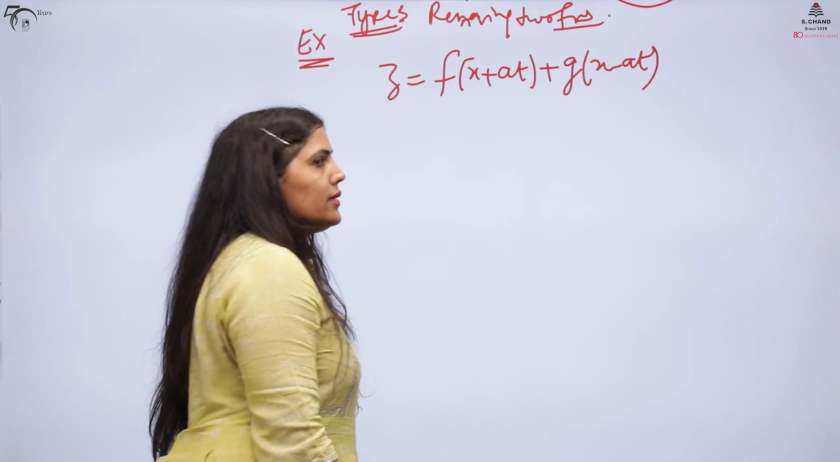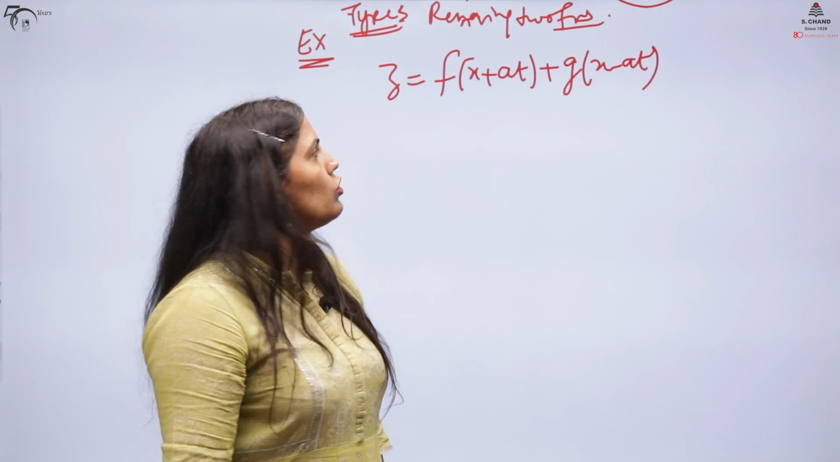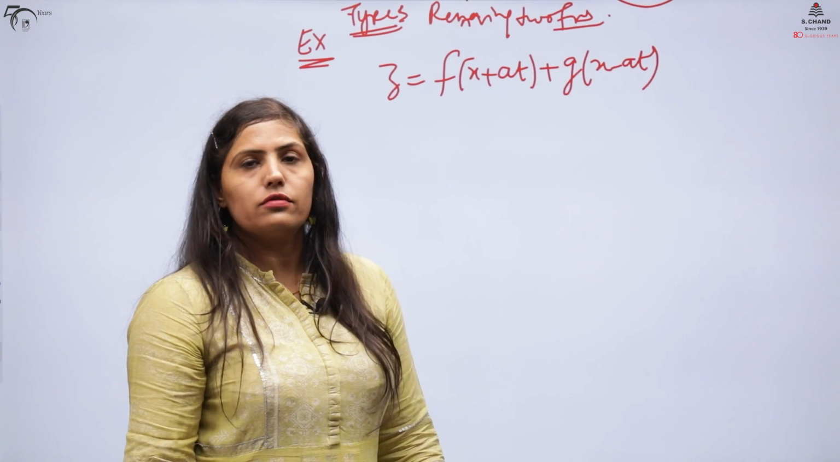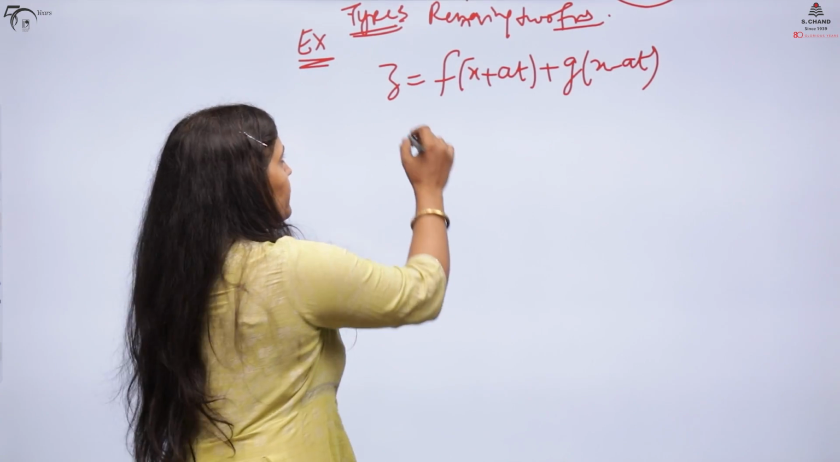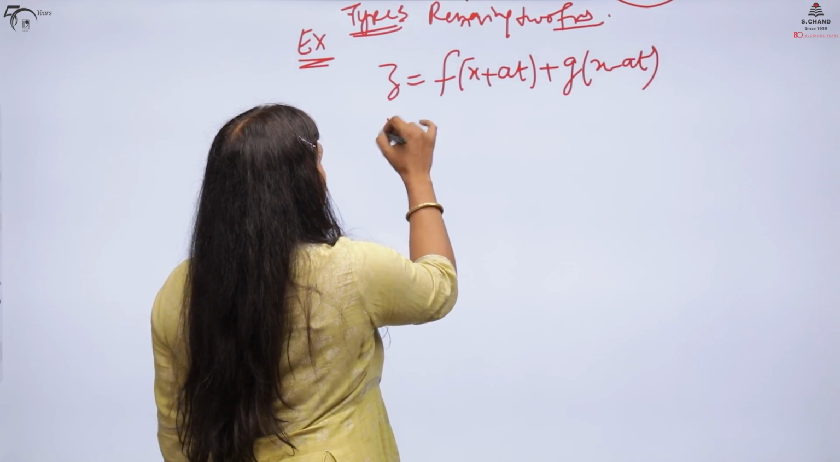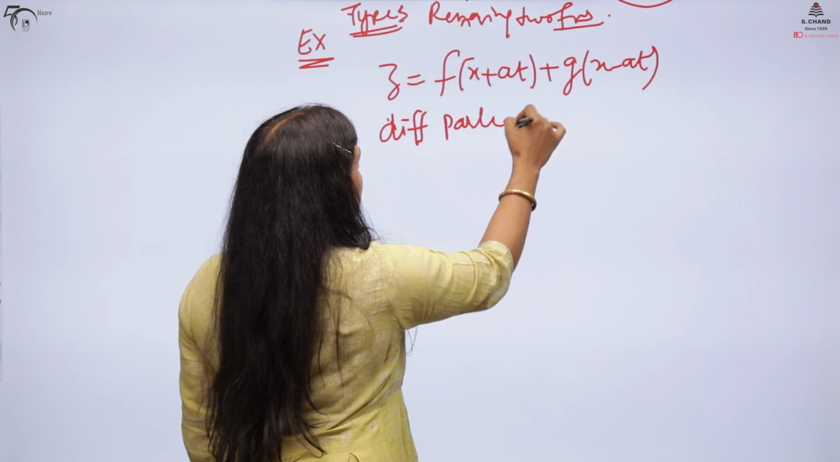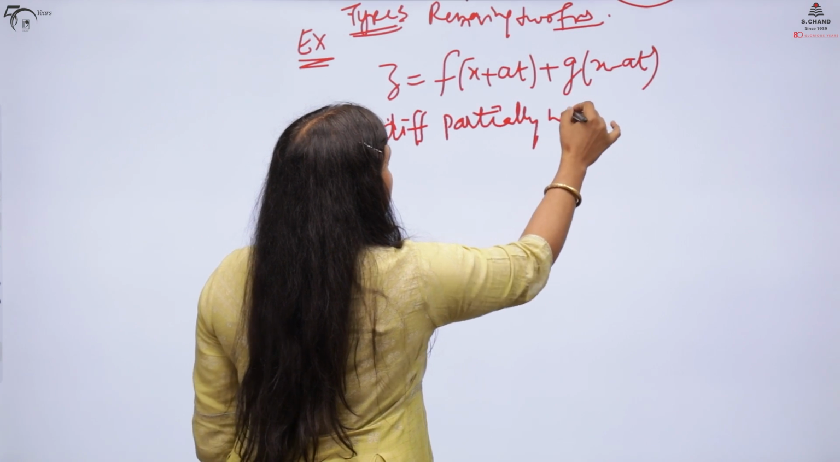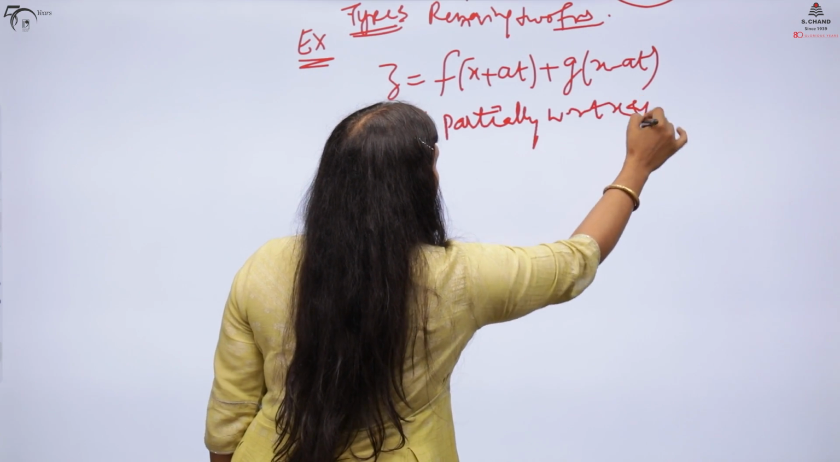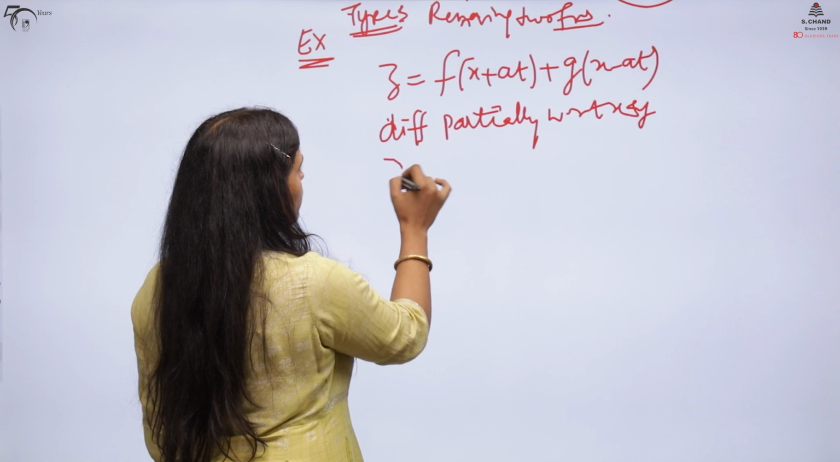So, you can clearly see in this equation we have two functions. So, how to remove these two functions? Let us see how to remove. So, the first step will be the same: differentiating partially with respect to x and y.